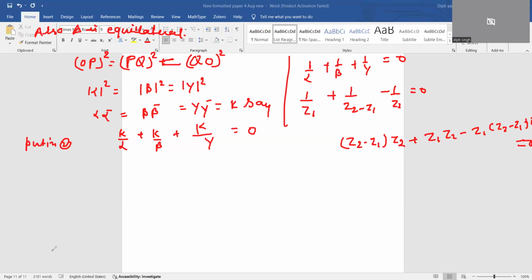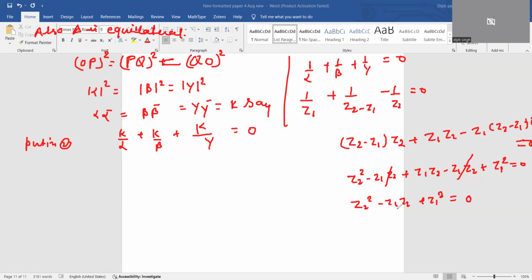So from this we can simplify it: Z2 square minus Z1 Z2 plus Z1 Z2 minus Z1 Z2 plus Z1 square equals 0. So this cancels out. We get Z2 square minus Z1 Z2 plus Z1 whole square equals 0.